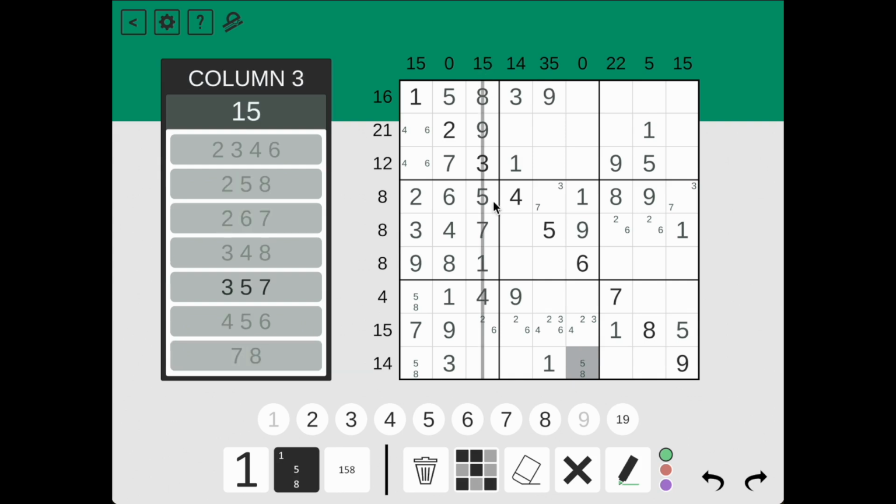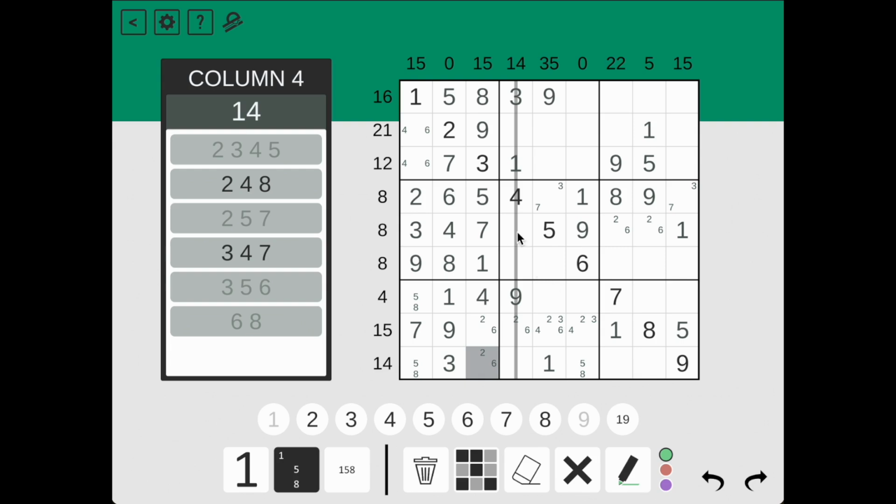Alright. This column I have 1. This could be a 2. So one of these is a 2. I have 3, 4, 5. And then one of these 2 is a 6, 7, 8, 9.